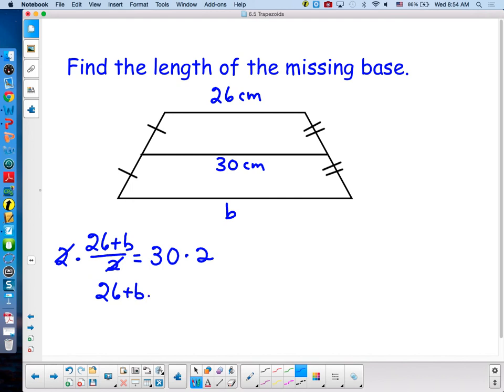26 plus b equals 60. Subtract 26. And b is 34. Notice that 30 is halfway between 26 and 34. It's 4 bigger and it's 4 smaller. And centimeters would be our label.